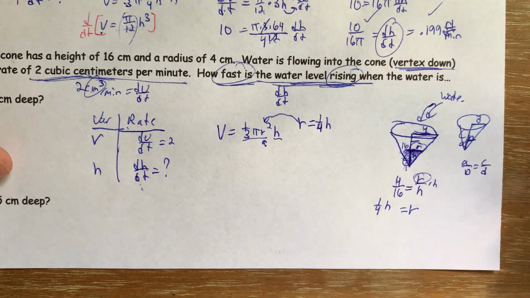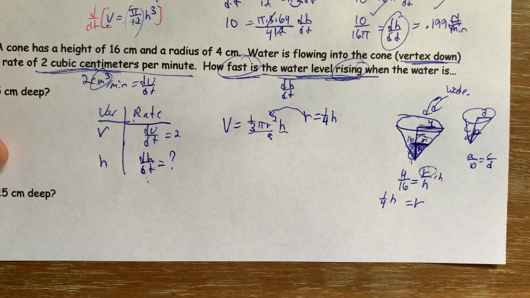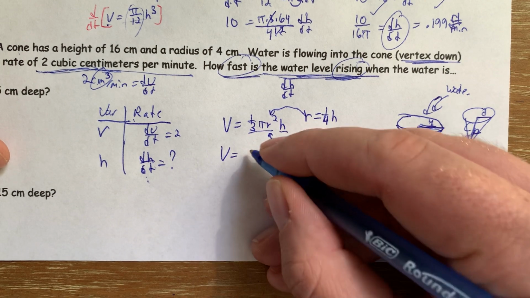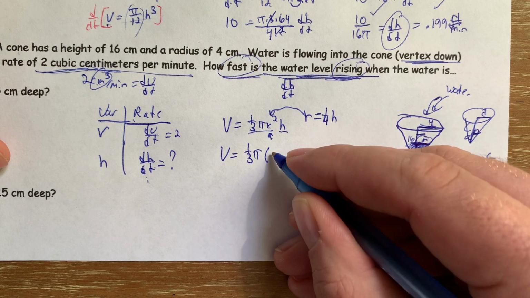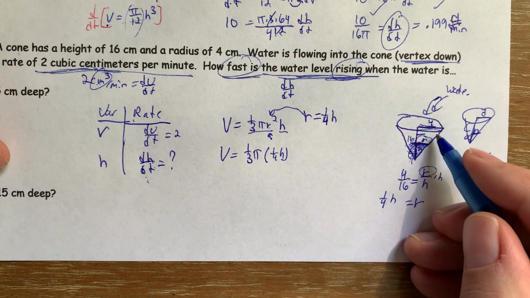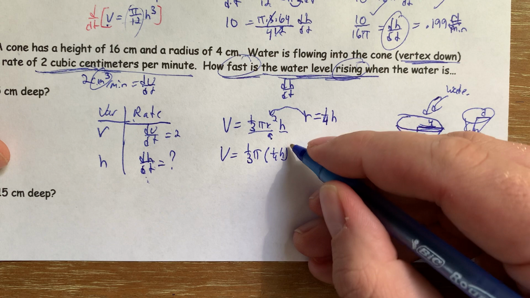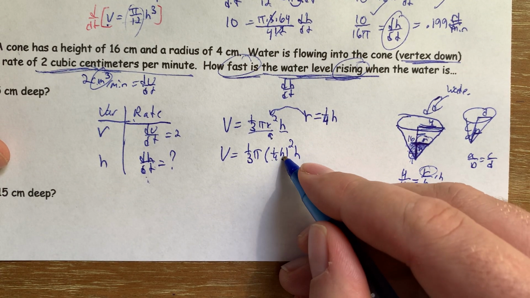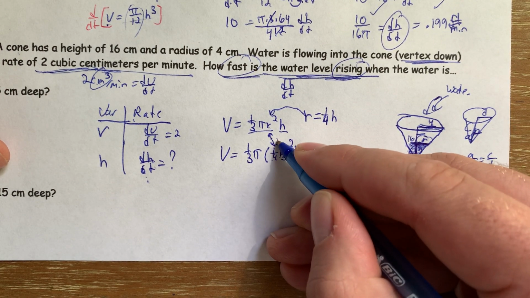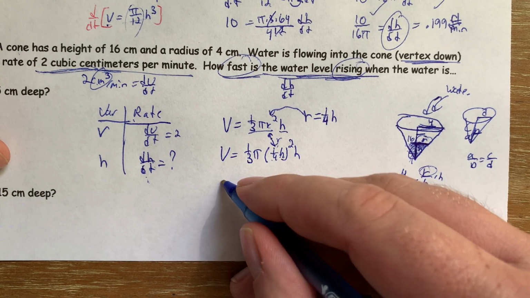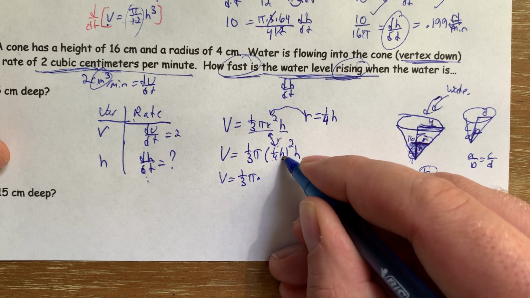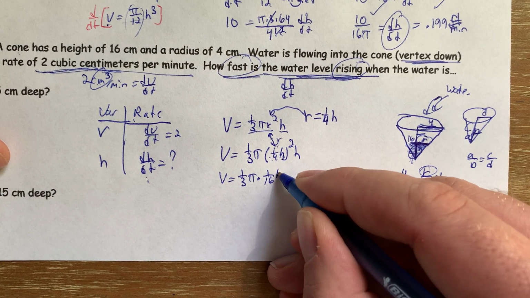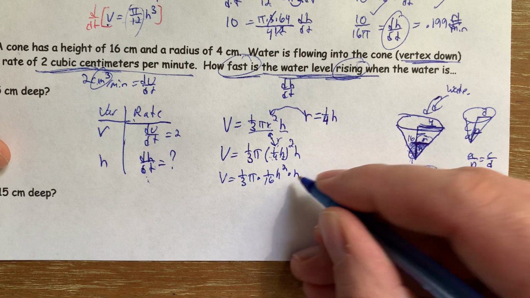Try it on your own from here. What is dH/dt? It's going to look very similar to the problem we just did. So we should have gotten 1/3 pi, and when we plug in the radius is 1/4 the height, and we got that because we know from geometry that these ratios are the same. So 1/4 the height squared, because this is r, and r is being squared. We should simplify. So 1/3 pi times 1/4 h times 1/4 h is 1/16 h squared times h.